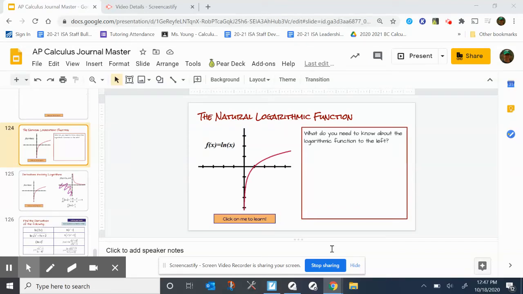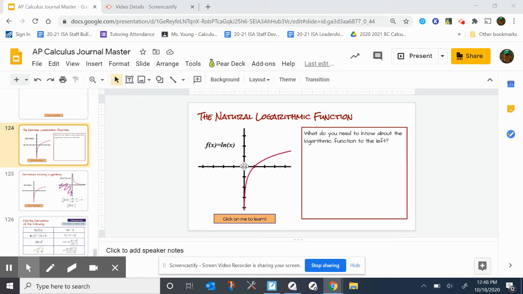So f of x equals natural log of x is an incredibly important equation and graph to know, function to know, and it's probably the one that y'all know the least. So it is the inverse of the exponential function. So if I drew e to the x, it would start over here and come up like this. So the inverse means that it's reflected over the line y equals x.